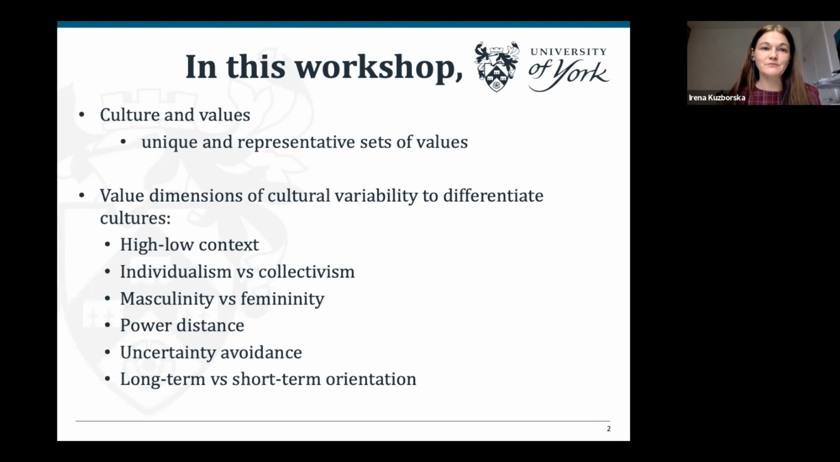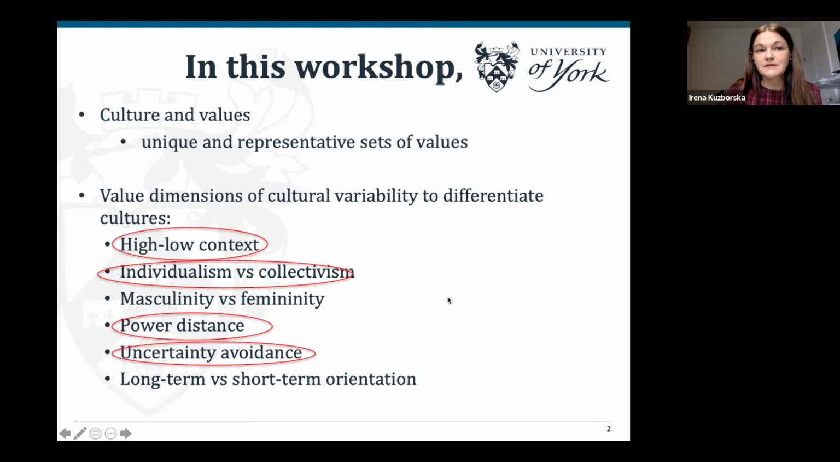My workshop is really based on Hall's differentiation of high and low context cultures, and Hofstede's 5 value dimensions: individualism versus collectivism, masculinity versus femininity, power distance, uncertainty avoidance, long-term versus short-term orientation. But in this workshop, I'm going to focus on high-low context, individualism, collectivism, power distance, and uncertainty avoidance. And as Thomas said, we'll do some tasks to assess our values in terms of how we interact with each other.